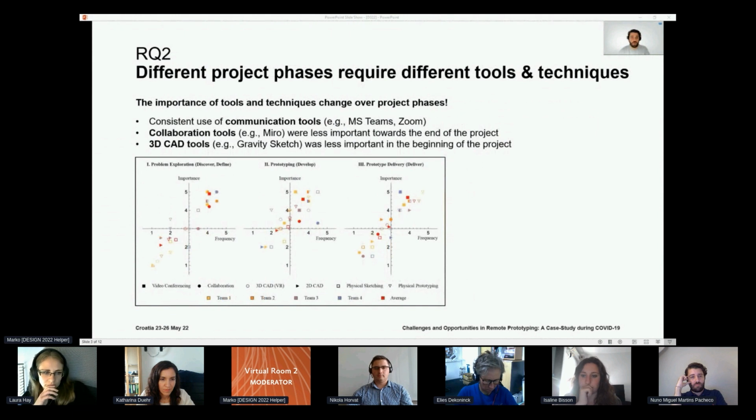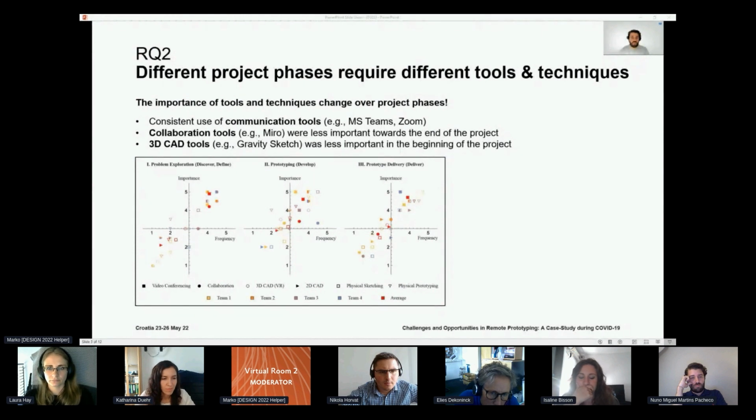In another survey, we tried to figure out what tools and techniques the teams had to use in each of the project phases. In addition, the teams were asked to rate the importance of the tools for the respective project phases. In these graphs, the respective teams are color-coded and the tools and techniques are highlighted through icon shapes.